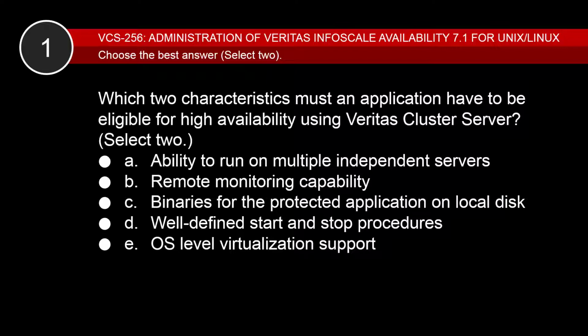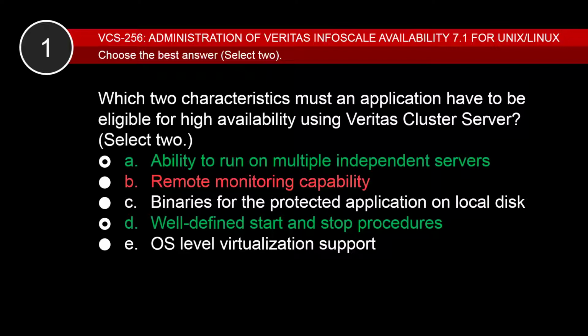In this question, both A and D are correct. A is correct because VCS cannot fail an application over to another server unless the application has the ability to run on it. And D is correct because without well-defined start and stop procedures, the application startup and shutdown cannot be automated. B is incorrect because VCS agents monitor the application resources on the local server. There's no need for remote monitoring.